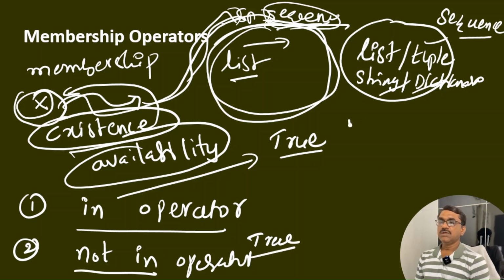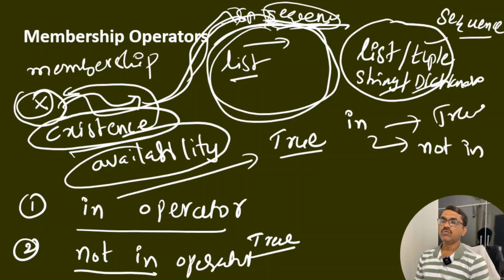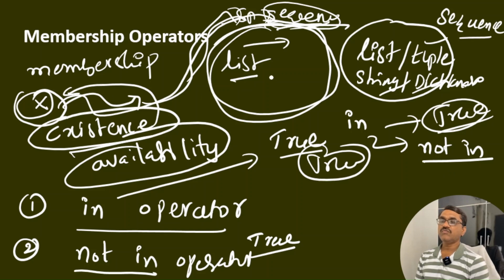Simply remember that the membership operator in is exactly opposite to not in. In returns true when the member is present or exists in the sequence, whereas not in returns true when the member is not found in the sequence. This is very, very important, and we will see it with an example. You take the sequence and also the value.